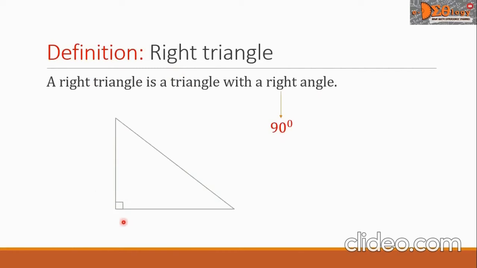Here's a picture of a right triangle. The small square on that corner denotes a right angle. Consequently, this triangle is a right triangle. Let us label the sides.